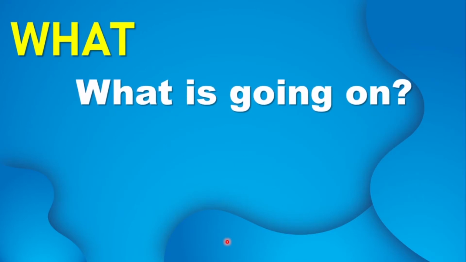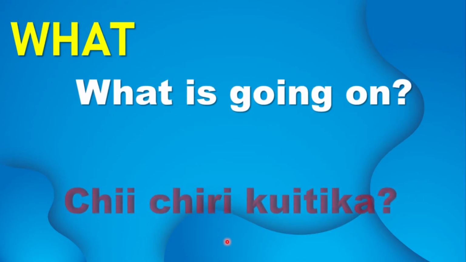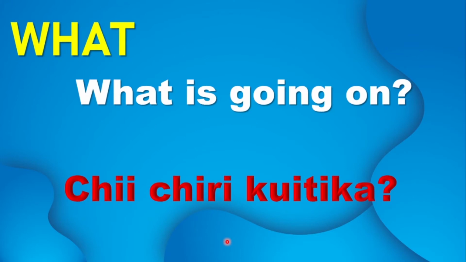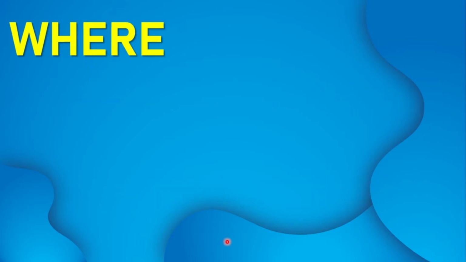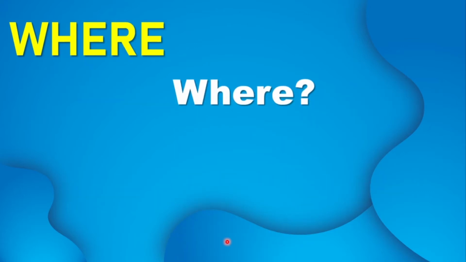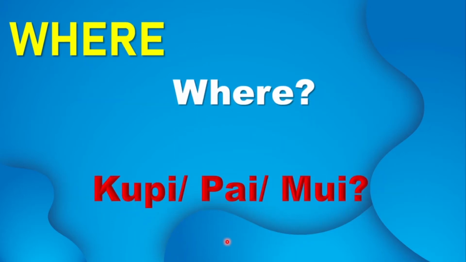What is going on? Chi chiri kuitika. Where? Kupi. Pai. Mui.